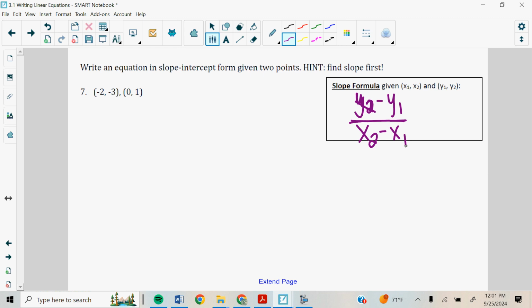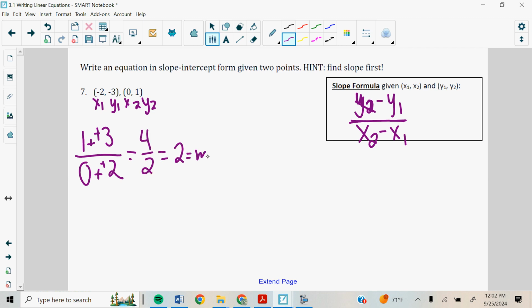All right, so we're going to start off by labeling our points, x1, y1, x2, y2. My second point got a little out of hand, but we can do this. So we're going to plug this into our formula. 1 minus -3, make sure you put both of those, over 0 minus -2. Minus a negative is going to turn into plus a positive. So we get 4 over 2, and that's going to reduce down to 2. And so that's our m.